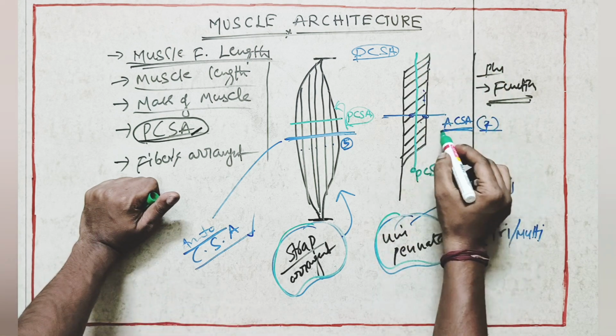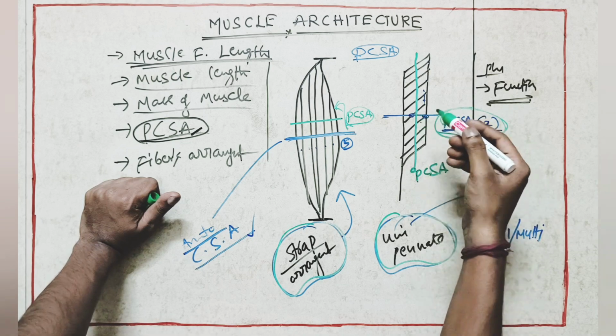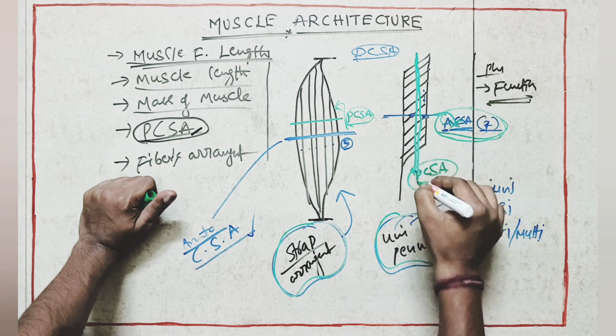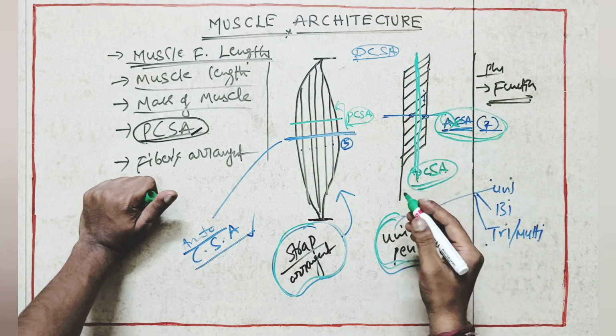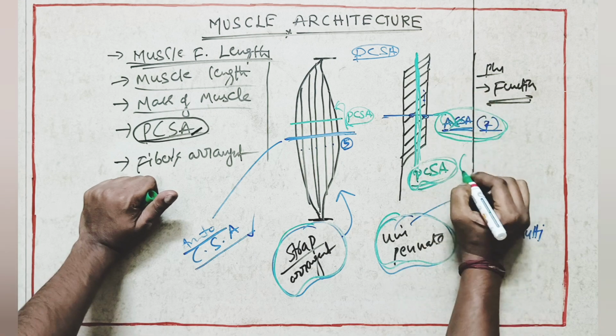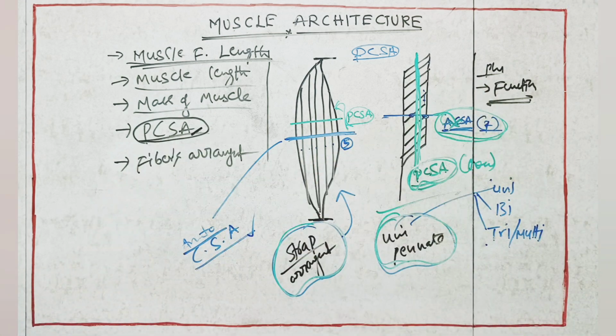In this pennate arrangement, if you do anatomical cross-section, we are not going to find how many muscle fibers are there. So if you do physiological cross section, then we can see how many muscle fibers are present here. So this is about physiological cross sectional area. But how will we do this physiological cross section?